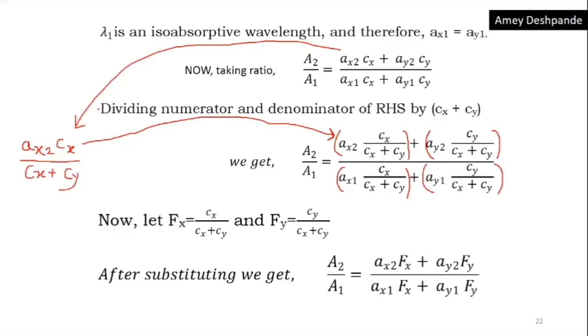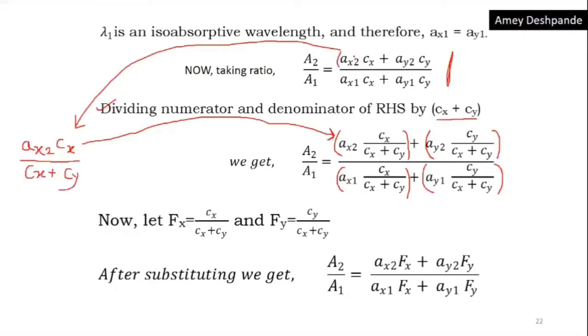In the next step, we are going to divide the numerator and denominator of the right hand side by Cx plus Cy. Now, we want to simplify this ratio, and we want to use this ratio for determining Cx and Cy. So for that, we have to carry out certain algebraic operations. The first operation in that sequence is dividing numerator and denominator by Cx plus Cy.